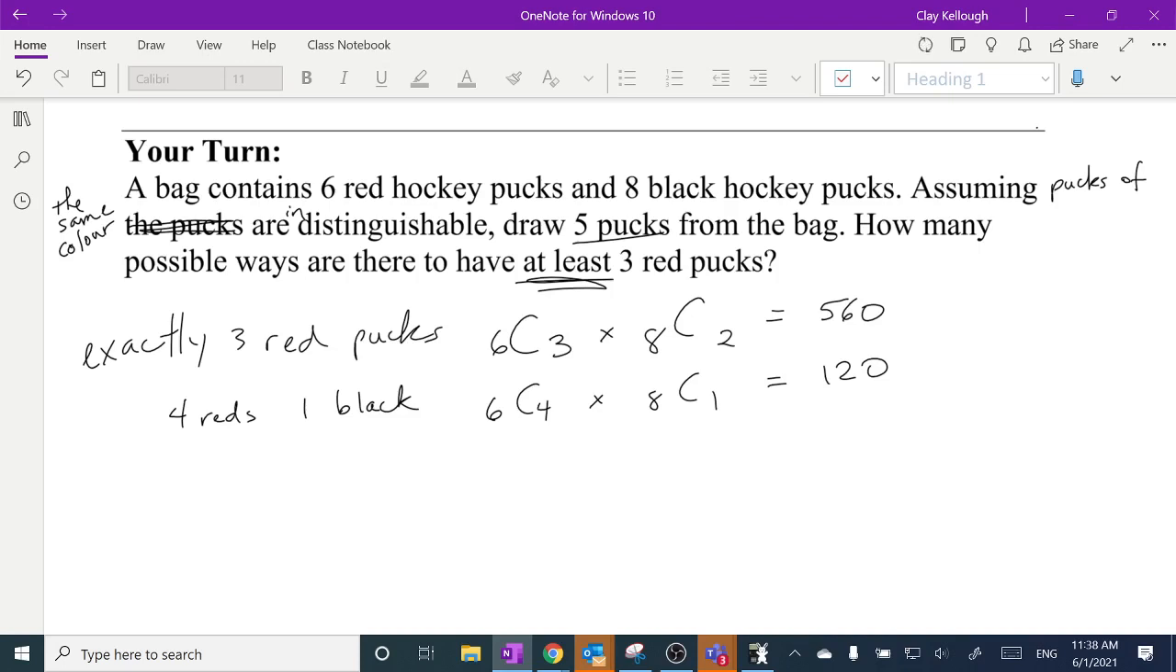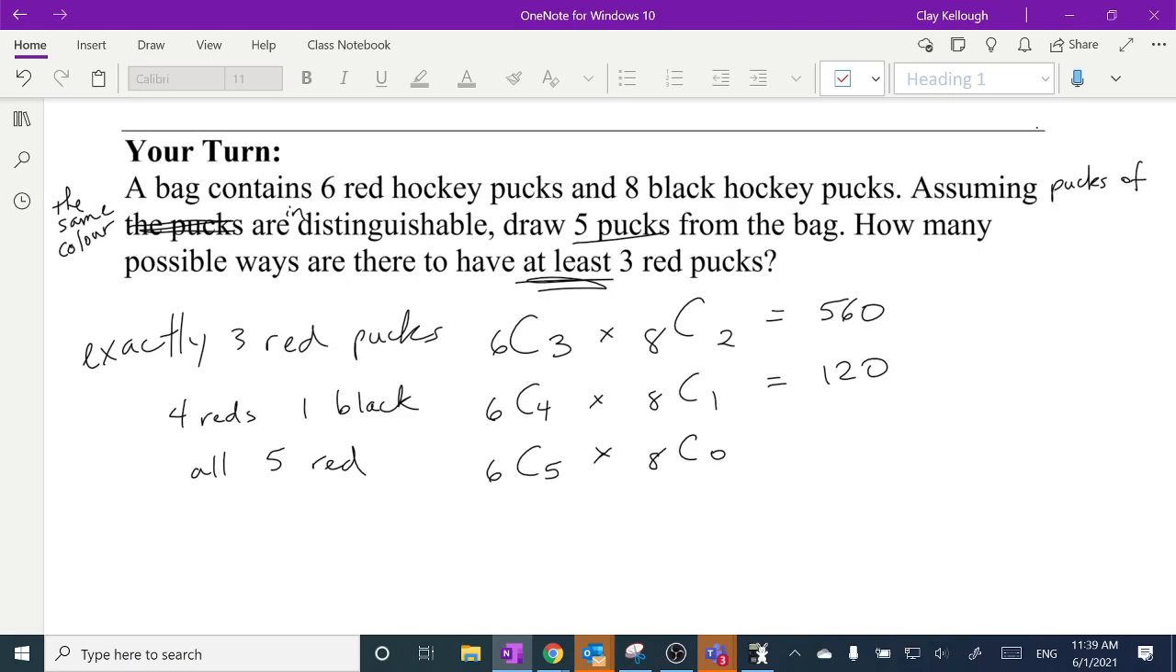And the last case is, it says at least 3 red pucks. It doesn't say I have to have any black pucks, just at least 3 red. So what if all 5 are red? Then it's 6 choose 5, and you really don't need to bother saying this, but you could say times 8 choose 0. And again, anything choose 0 is going to have to be 1.